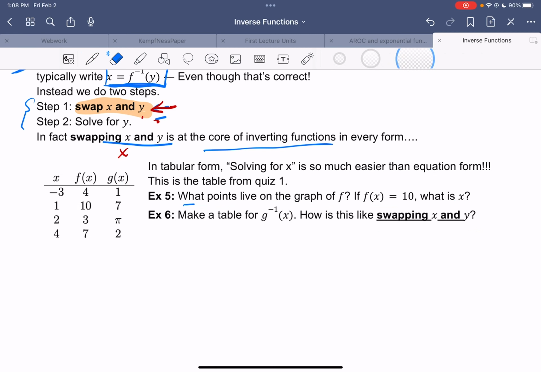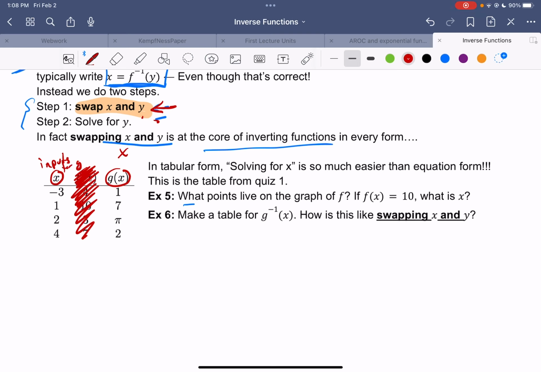Implicitly, in the table that's given, let me just get rid of this. In the table that's given, we could call this x and g of x, and that's fine. But really this is inputs for g, and this is the outputs of g. Gosh, look at how many words that took. So we just call it x. And similarly here, these are inputs for G inverse.